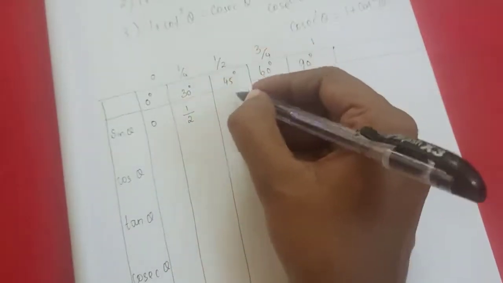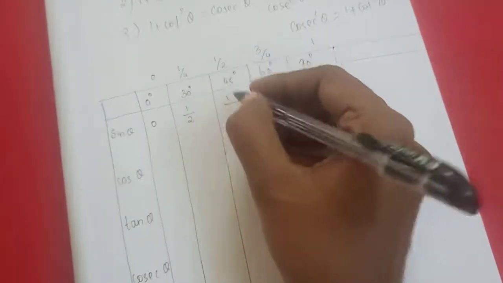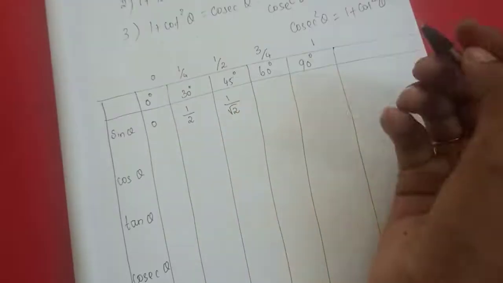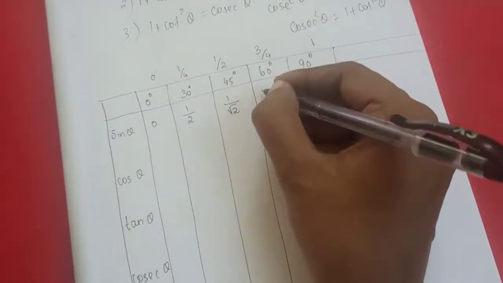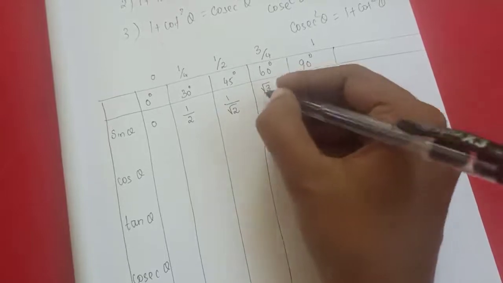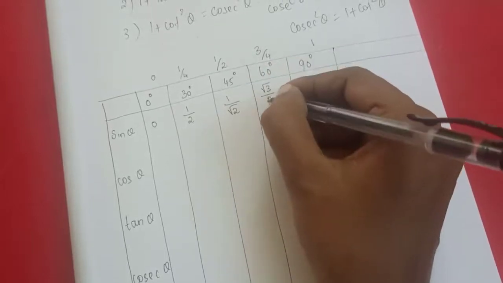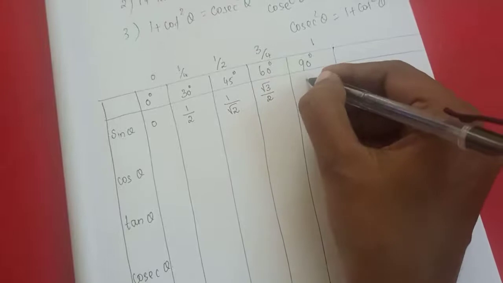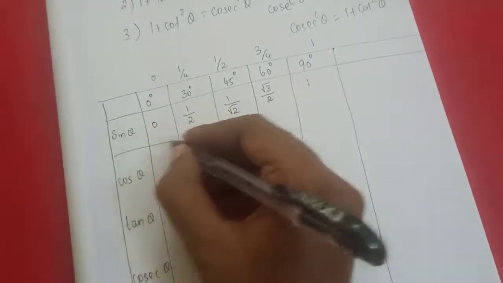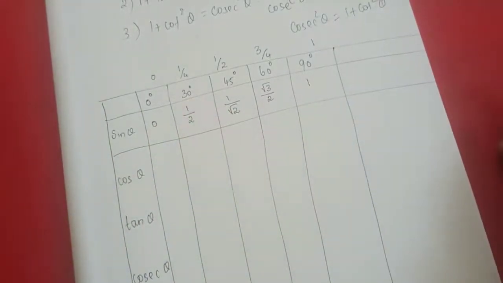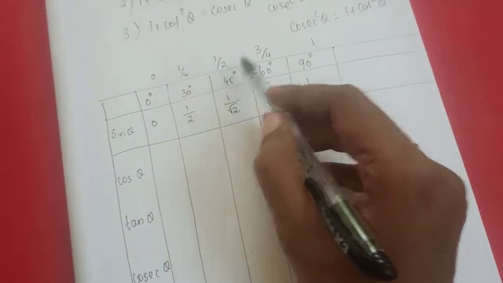Then 1 by 2 means 1, 2 the square root value is root 2. Then 3 by 4 means 3, the square root value is root 3. 4, the square root value is 2. 1, the square root value is 1. Okay, so this is the value for sin theta. Understand, students? So 0 to 1, in between there is 1 by 4, 1 by 2, 3 by 4.